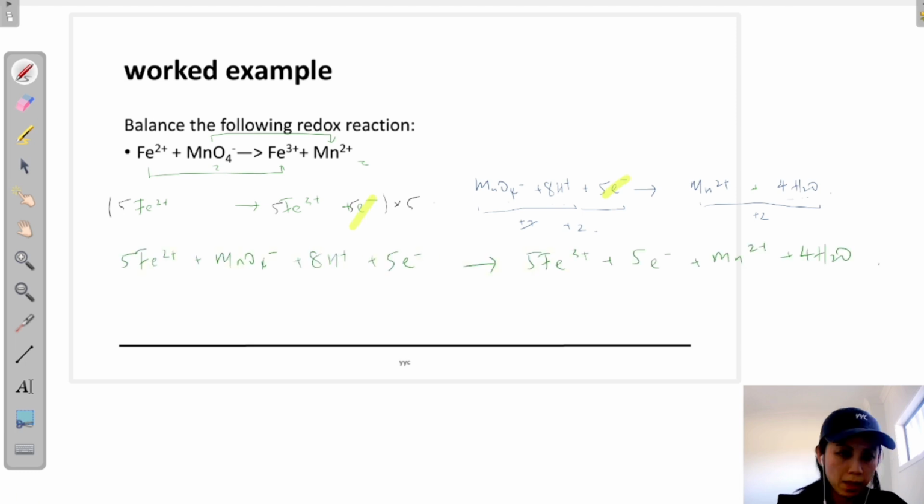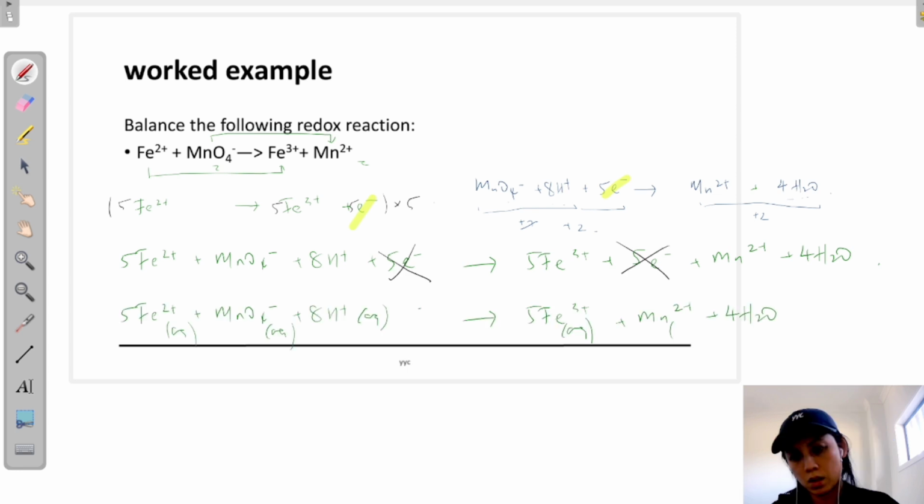I'm actually going to copy and paste this so I don't have to write it again. Okay, so as you can see here, I've got 5 electrons here and 5 electrons there. So I'm going to cancel that out, which means that in my full equation, I'm going to rub that out. Okay, put that together and just make sure I finish it off by writing the states. So, cool. That's it. That's how I do it.